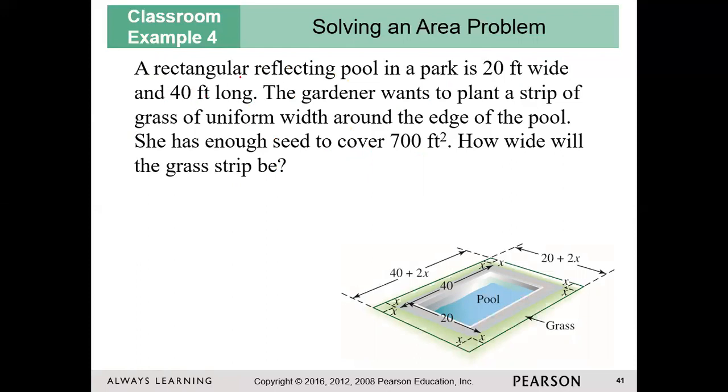So a rectangular reflecting pool in a park is 20 feet wide. So you can see that here.